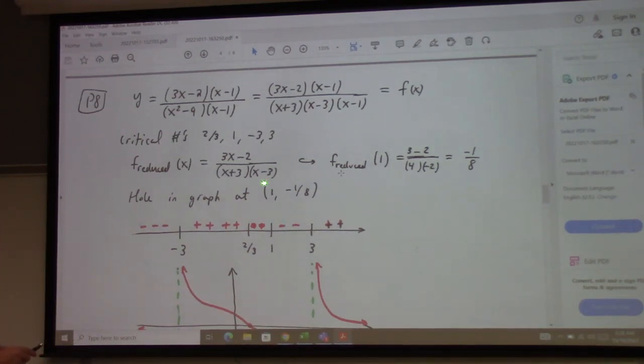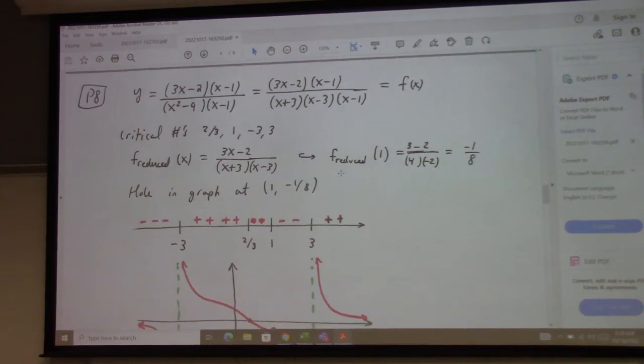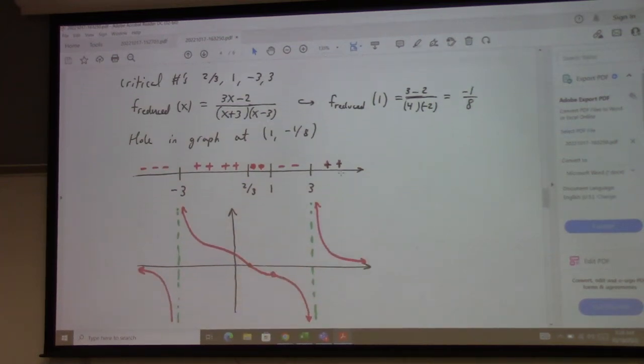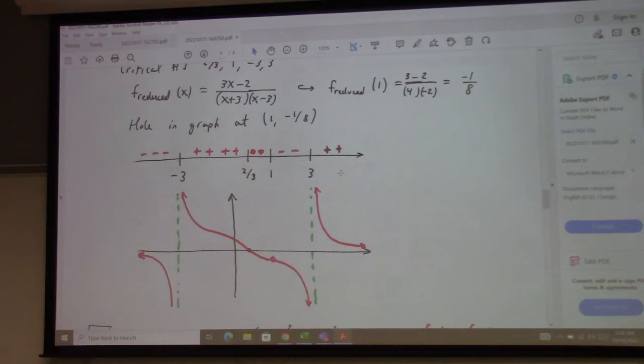So when we have division that gives us vertical asymptotes at like -3 and 3, the numerator is 0 when we put x equals 2/3. If you set 3x minus 2 equal to 0, that gives you where the x-intercept is. And so that gives you a picture, kind of sort of like this.